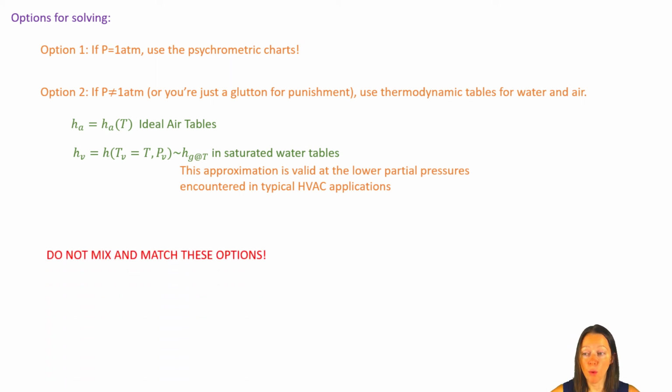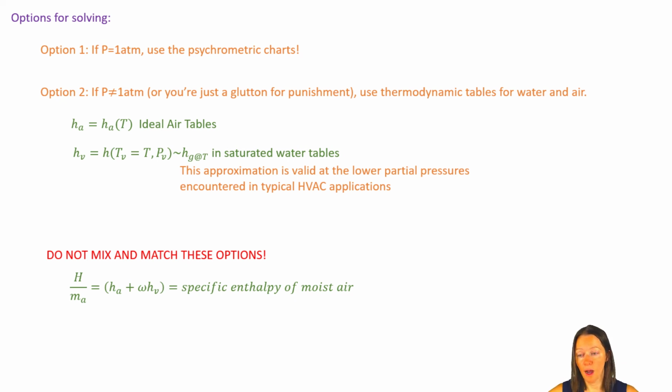One word of warning: don't mix and match these options. If you start out solving the problem with the charts, finish it solving with the charts. If you start out using the thermodynamic tables, continue solving with the thermodynamic tables, if you're at 1 atm. And the reason is that the specific enthalpy of the moist air that's on the psychrometric charts is not the same value that you would get if you looked up the h value and the h sub v value and used that specific humidity.